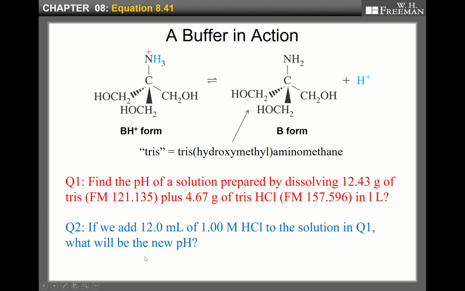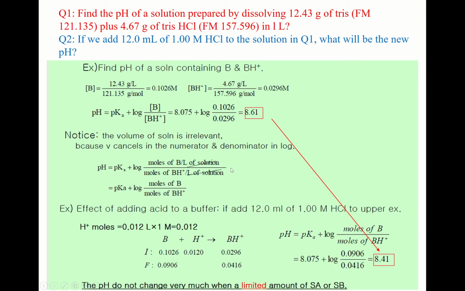And then the second question is that now you added 12 milliliters of 1 molar HCl to the solution. HCl is a really strong acid, and you add 12 milliliters. What happened? 12 milliliters of 1 molar solution, so what is the moles of HCl? You simply multiply these two numbers, and then you get the number of moles of HCl. The protons is simply 0.012 mole.